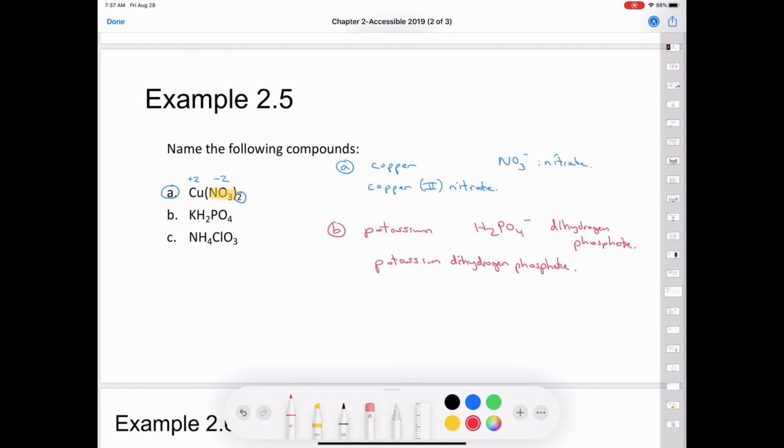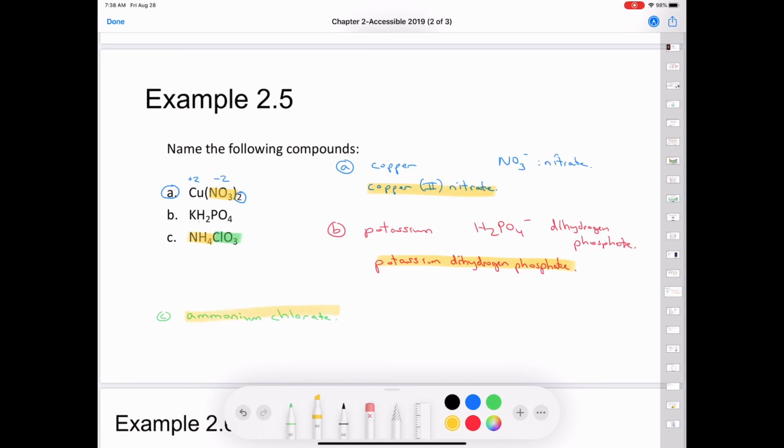All right, and let's give the last one a try. So the last one, C. Oh, wow, there's two polyatomic ions in this one. And you have to be able to recognize these. NH4 and also ClO3. Those are both polyatomic ions. Now, the only way to know those is to have them memorized. NH4 has a +1 charge, and it's an ammonium ion. So ammonium. And ClO3, hopefully you remember, that has a -1 charge, and it's called a chlorate. Chlorate. And so the answers to these three compounds are copper 2 nitrate, potassium dihydrogen phosphate, and ammonium chlorate.